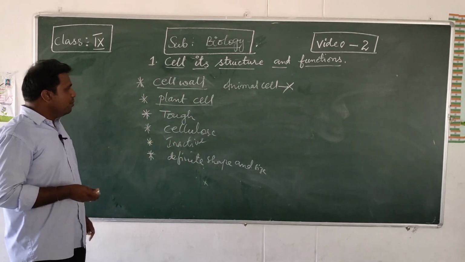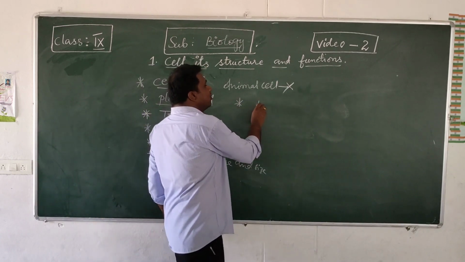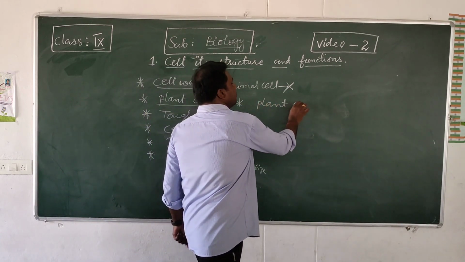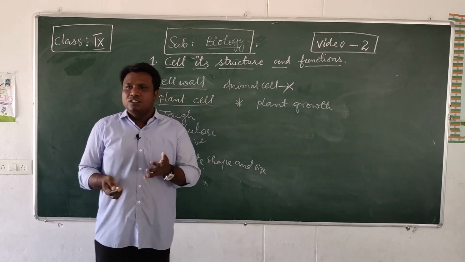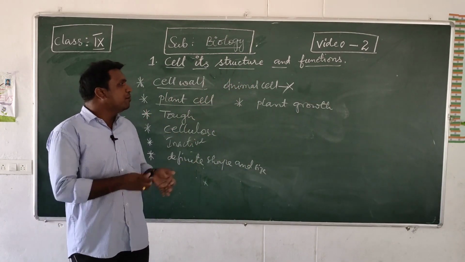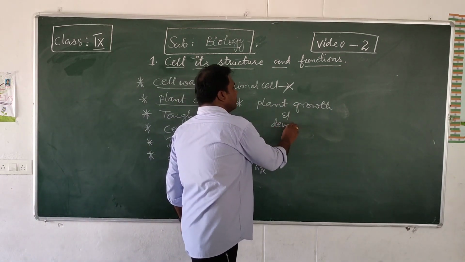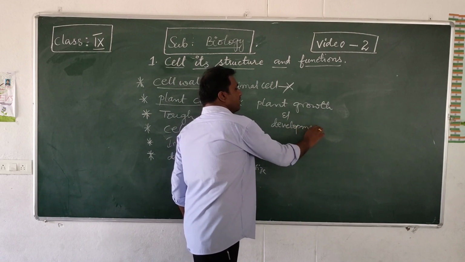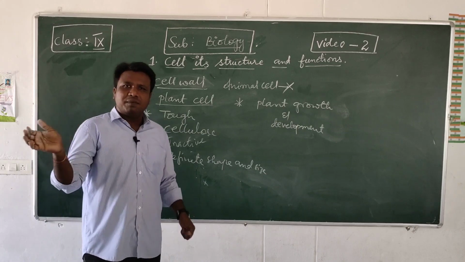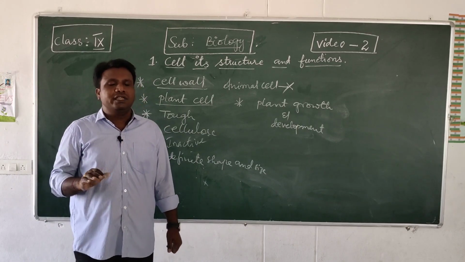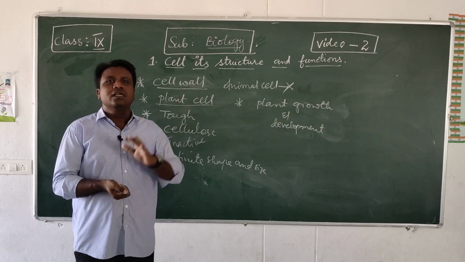Another important function is that the cell wall helps in plant growth and development. The growth and development of a plant will depend on the cell wall. If you see a small sapling and a big or tall tree, you can find many differences between them.